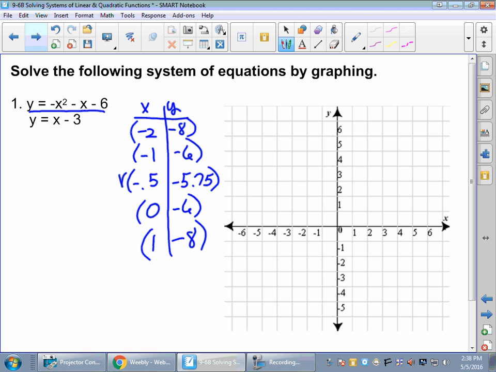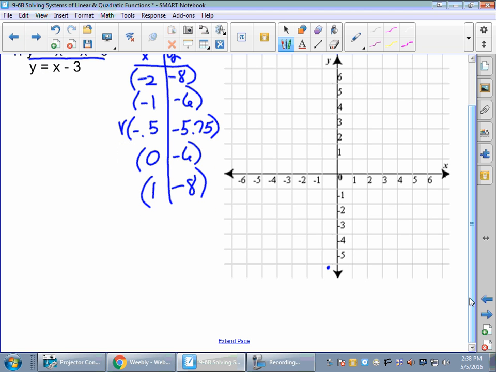And my graph is not going to fit, is it? Probably should have planned ahead. That's all right. I'll scooch this down. (-1, -6), (0, -6), (1, -8), and (-2, -8). And I did that just to remind you that you should kind of plan ahead. So when you make your table of values, I probably should have made a table of values where I saw more of the bottom 2 quadrants than the top.